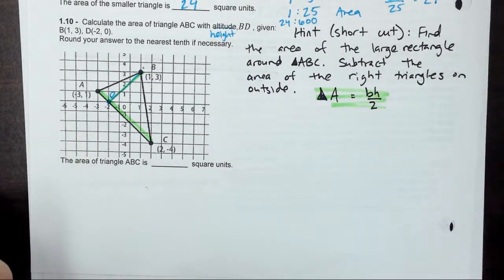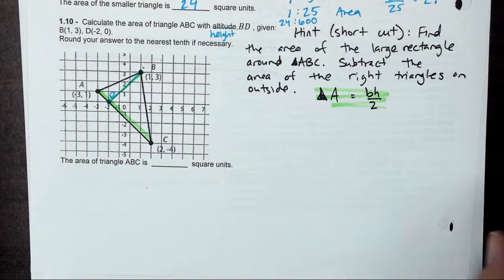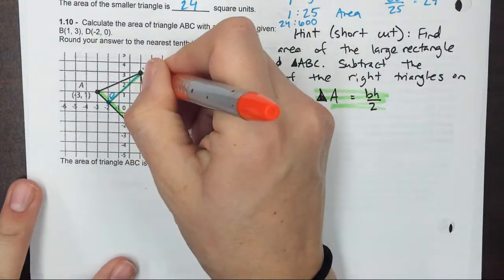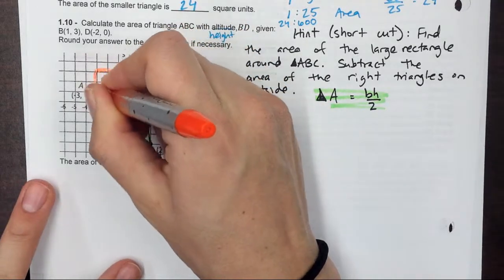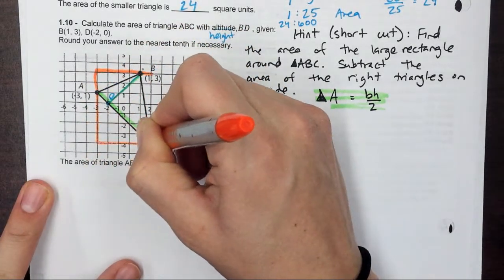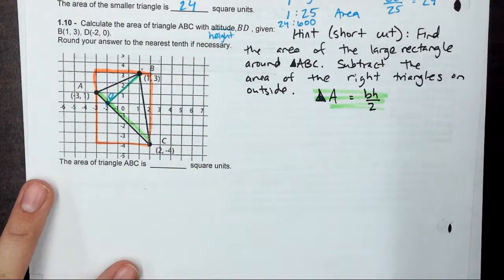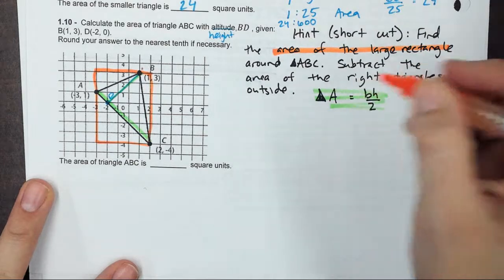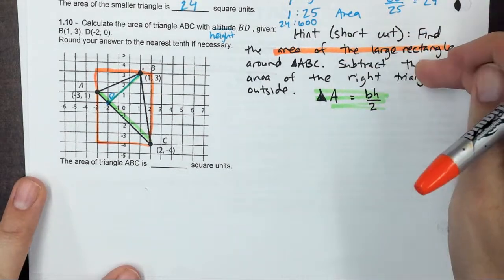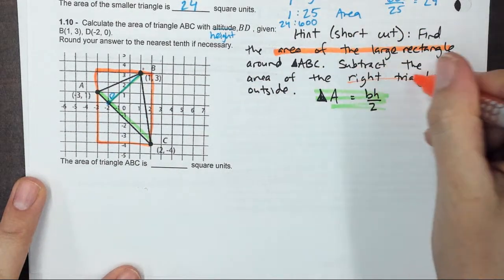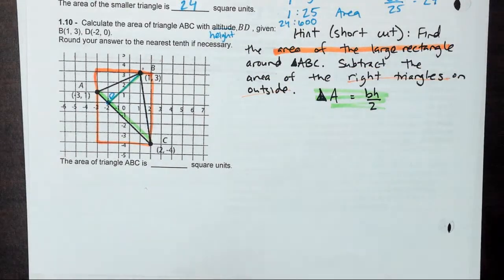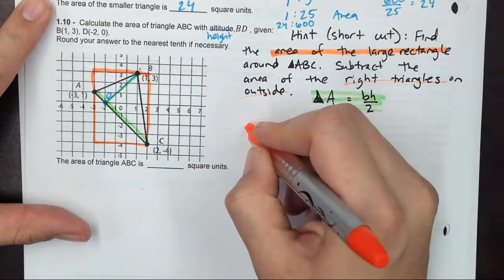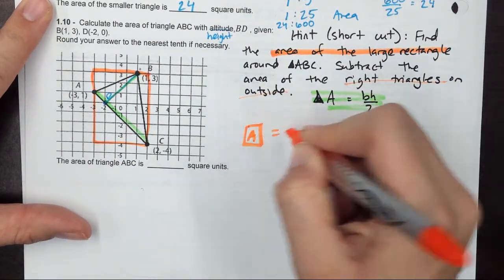That's nice. I'm going to give you a better way of doing this. So the hint is to find the area of the large rectangle around ABC. So with the highlighter, I'm just going to make a big rectangle around the whole thing. We're going to find the area of the large rectangle. Then we're going to subtract the area of the right triangles on the outside. Alright, so if I want to find the area of the large rectangle, I know the area of a rectangle is base times height.